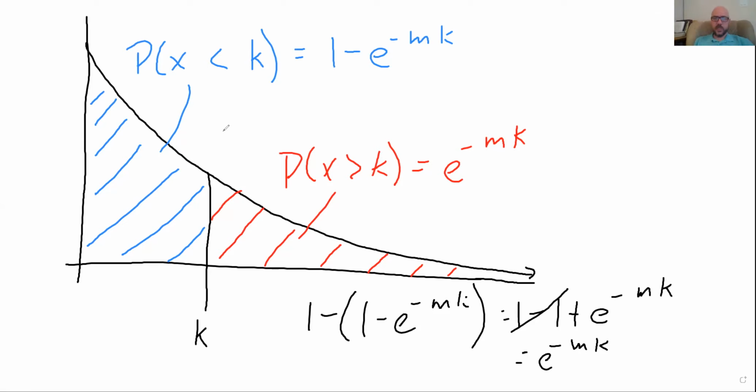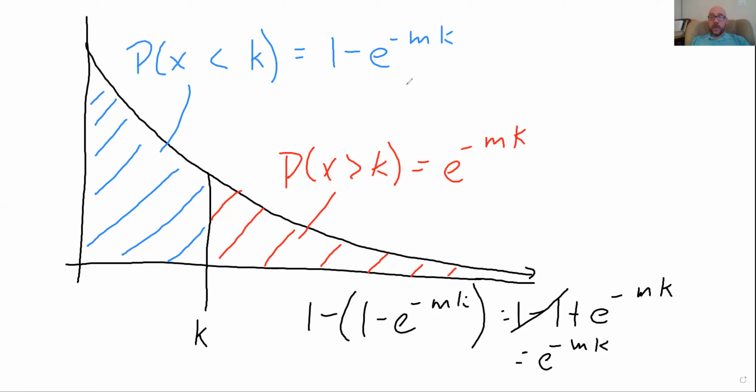So I hope it makes perfect sense that if this blue area is 1 minus e to the minus mk, then the red area is e to the minus mk. It's actually easier to calculate if you do it the other way, right? Using the complement rule. If we start with this idea that the probability that x is greater than k is e to the minus mk, then the remaining area is clearly 1 minus e to the minus mk. So there you go.